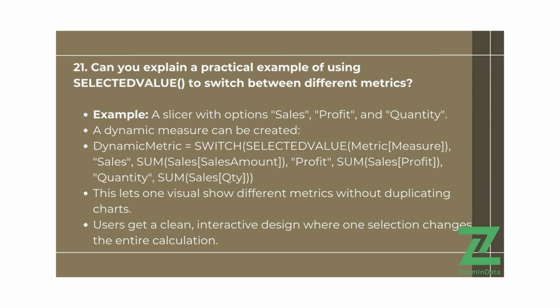If the user selects sales, it returns the sum of sales amount. If profit is selected, it returns the sum of profit. And if quantity is selected, it returns the sum of quantity. This approach makes reports interactive and flexible, allowing users to switch between metrics without needing multiple visuals or separate measures.